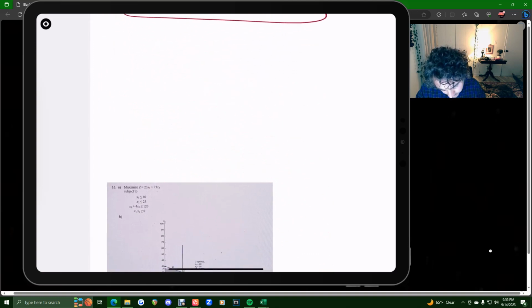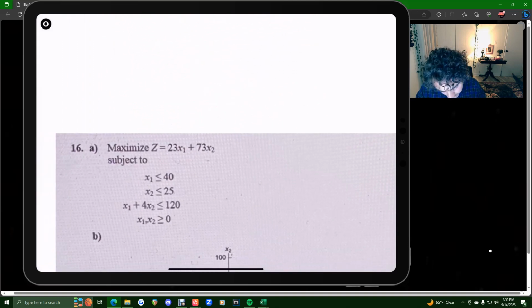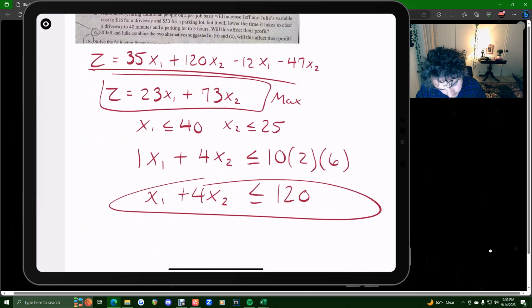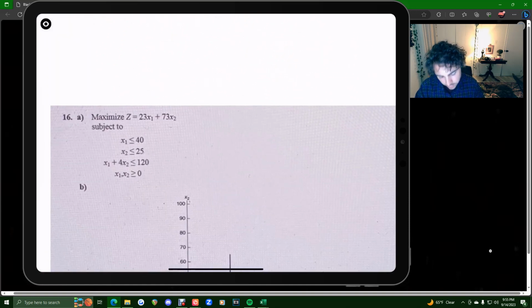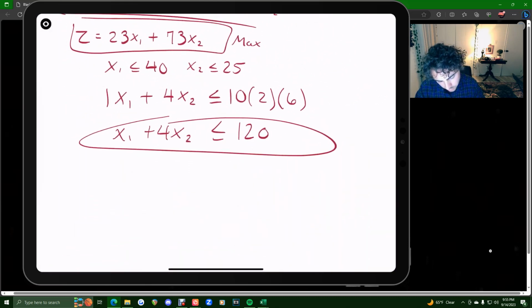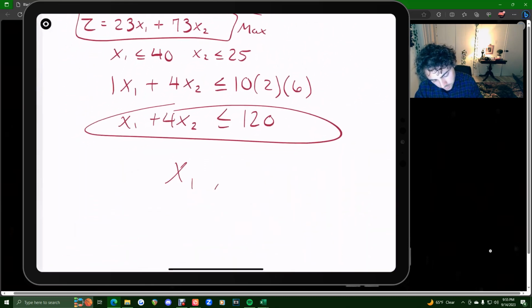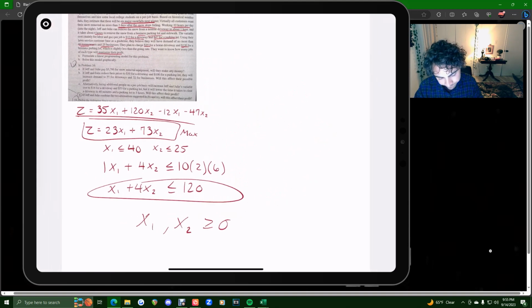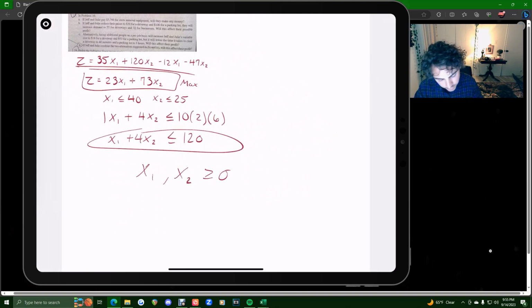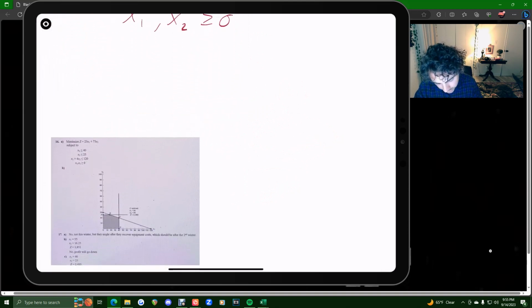So I'm going to check our answers here. Maximizing 23X1 plus 73X2. Yep. X1 is less than or equal to 40. X2 is less than or equal to 25. X1 plus 4X2 is less than or equal to 120. Yep, looks good. And then, of course, they did the X1, X2 just have to be greater than or equal to 0. That's kind of given. You won't have negative numbers of driveways and parking lots. So I guess we just have to state it just to be extra clear.